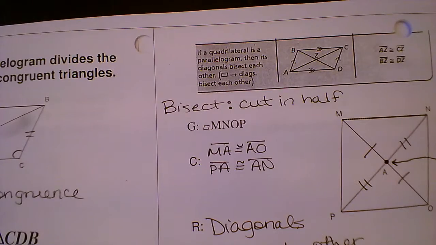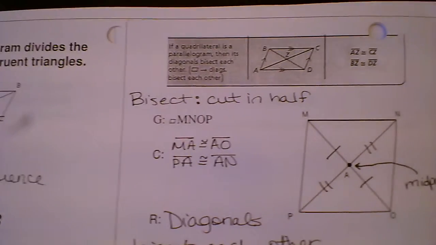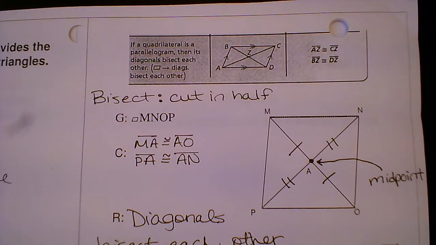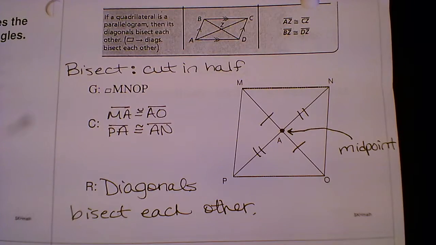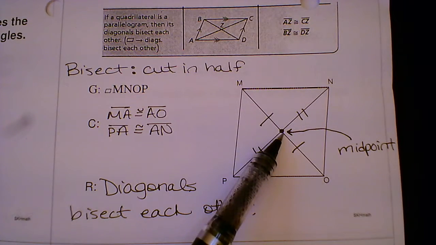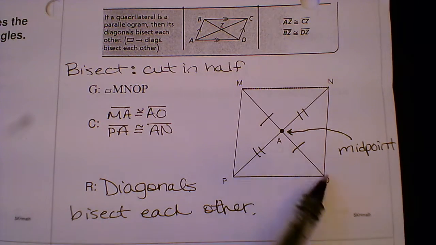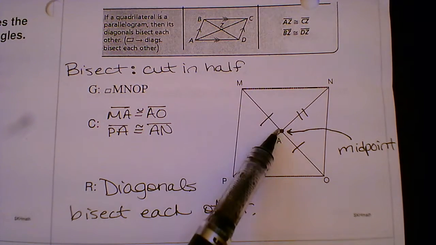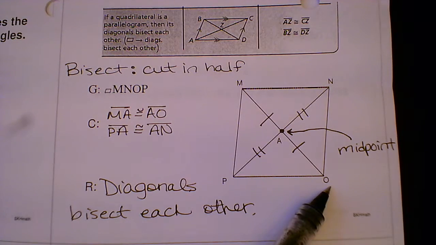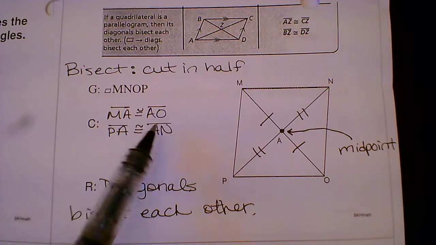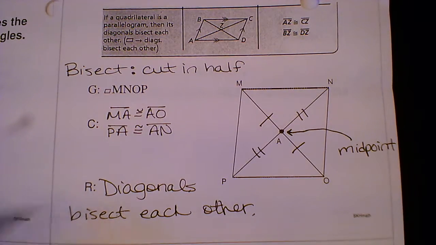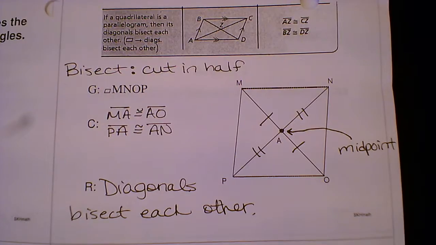The last property has to do with diagonals as well. When we intersect those diagonals, they actually bisect one another, which means they cut each other in half. So that means that this point in the middle is the midpoint of each one of those diagonals. So MA and AO are going to be equal, and PA and AN are going to be equal, and that's what we concluded over here. And it's because the diagonals cut each other in half.